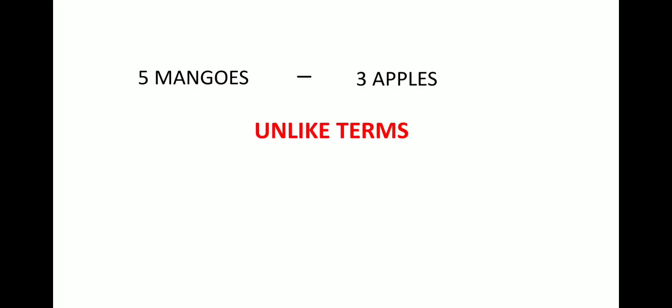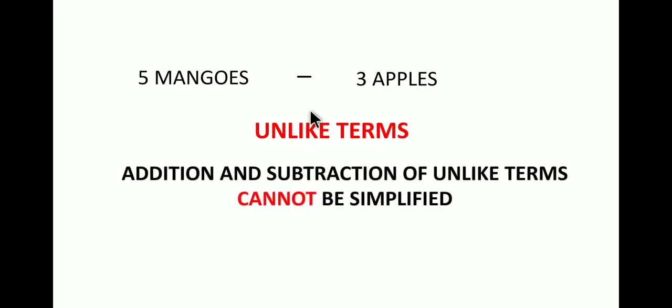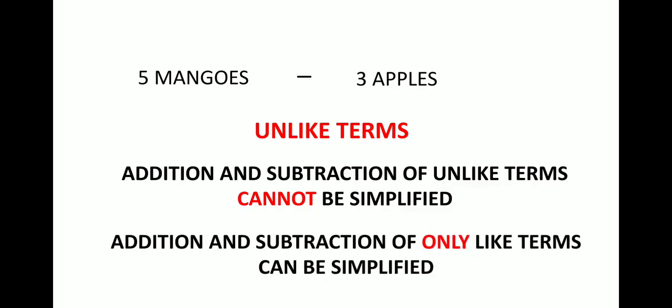But if we have to subtract 3 apples from 5 mangoes, how many apples do we get? They are again unlike terms and they cannot be subtracted. So 5 mangoes and 3 apples cannot be subtracted as they are unlike terms. Similarly, addition and subtraction of unlike terms cannot be simplified. Addition and subtraction of only like terms can be simplified. As we have done before, only like terms can be added or subtracted.